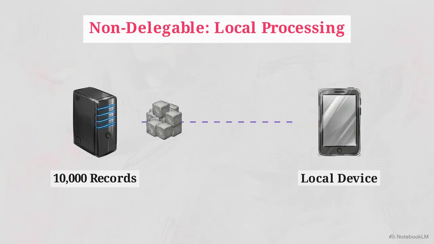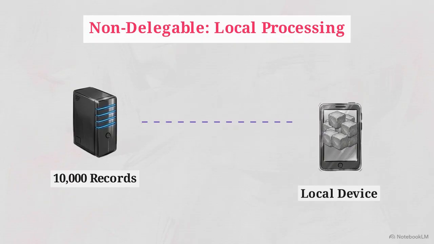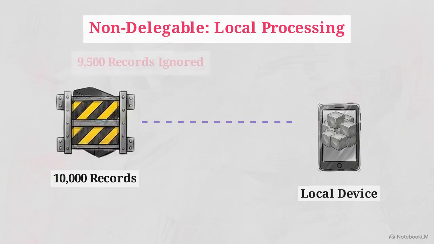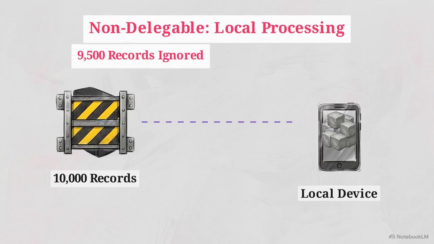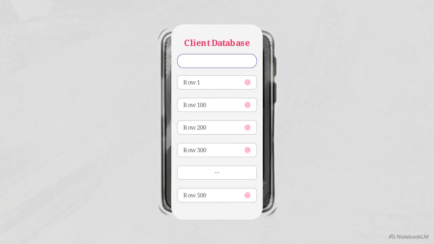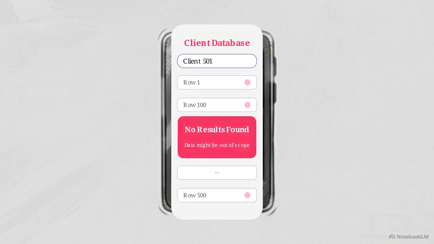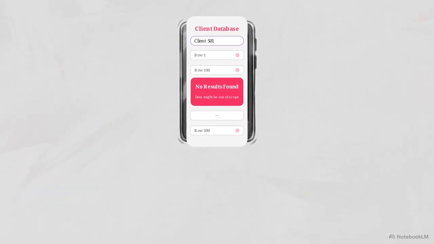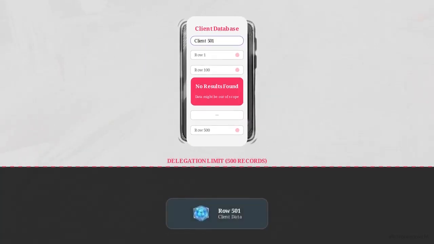A non-delegable query forces the app to do the work locally. The server simply dumps the first 500 records onto the user's device. The app searches through that small pile, and the remaining 9,500 records are completely walled off and ignored. This results in silent data failure. A user might search for a client record that exists on row 501, but the app will incorrectly tell them the record doesn't exist because it literally cannot see it.